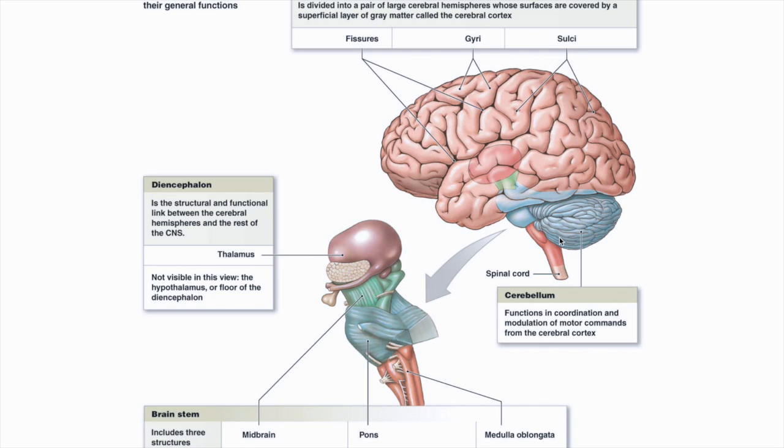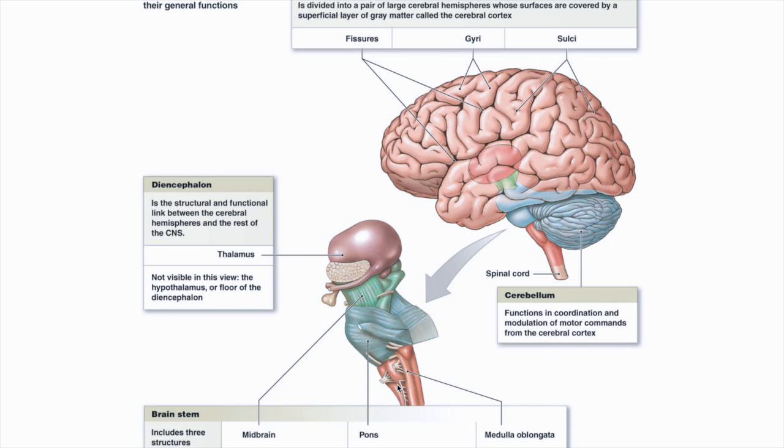Back here we have the cerebellum, which coordinates and modulates motor commands. In what's called the brainstem, we have the midbrain. The midbrain processes visual and auditory information and controls reflexes. Then the pons connects the cerebellum to the brainstem and functions in motor control.